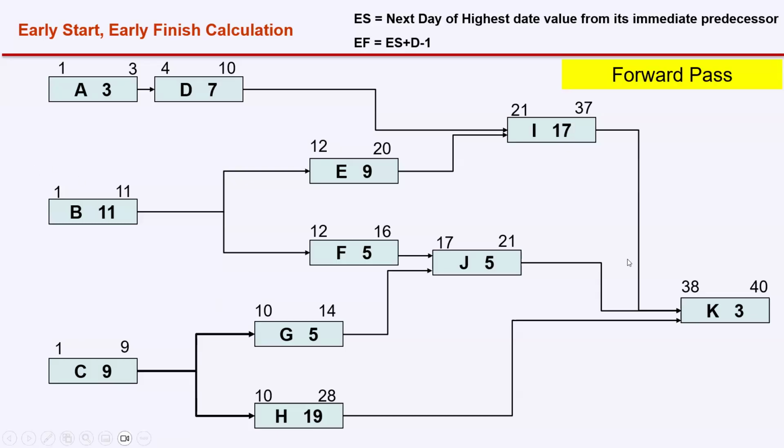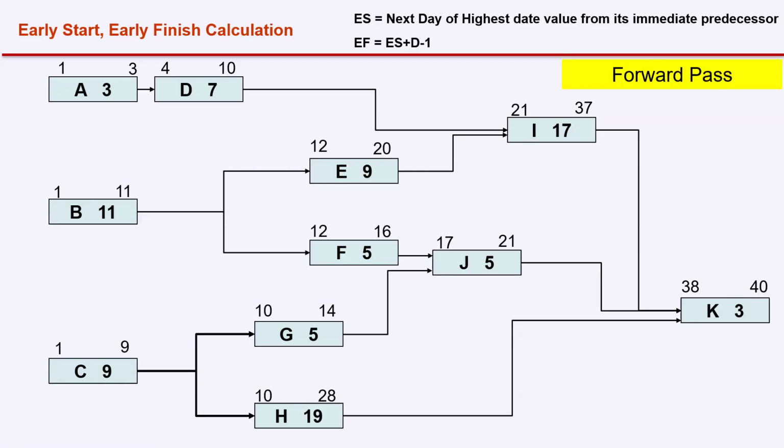The difference is simple, by the way. All the plus 1 and minus 1 will go, and if A is finishing on day 3, D will also start on day 3. So just avoid the confusion. That's not important for the examination. Now, through the forward pass, I have calculated the duration of the project. This project will take 40 working days.